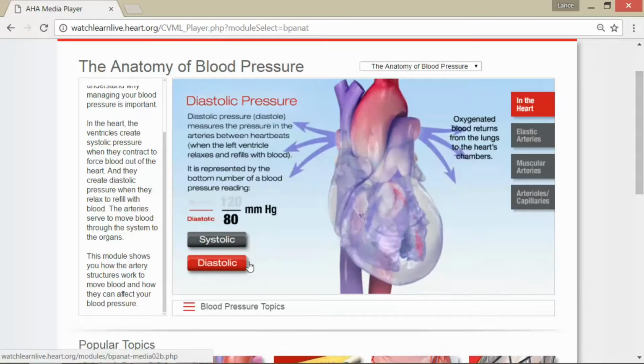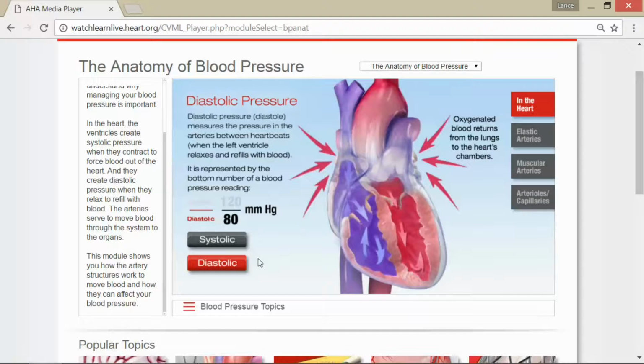And then we look at diastolic pressure, or diastole, which measures the pressure in the arteries between the heartbeats when the left ventricle relaxes and refills with blood. It is represented by the bottom number of a blood pressure reading, so it's 80 mm Hg. Oxygenated blood returns from the lungs to the heart's chambers.